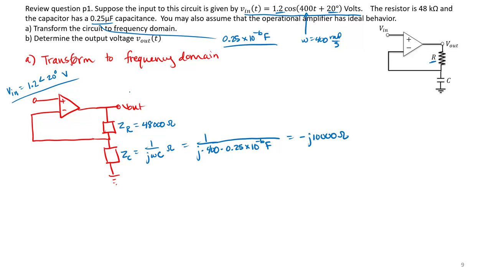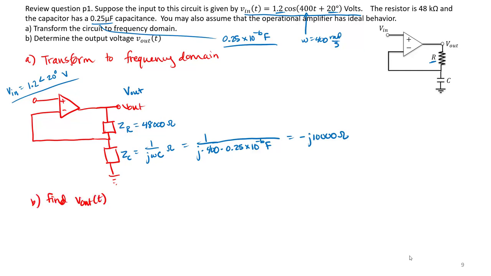And finally, of course, our Vout is unknown. I'll just leave it as an unknown phasor Vout, and we'll solve for that in the next step. So we've successfully converted to frequency domain. Let's now find the output voltage Vout of t.